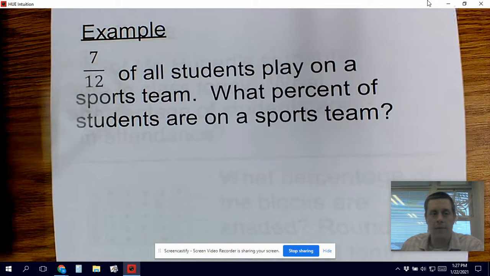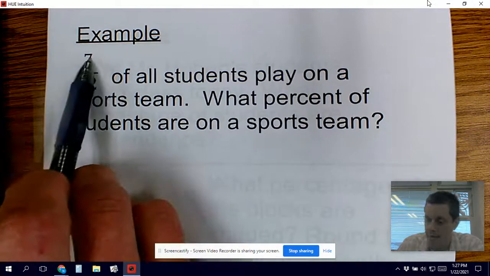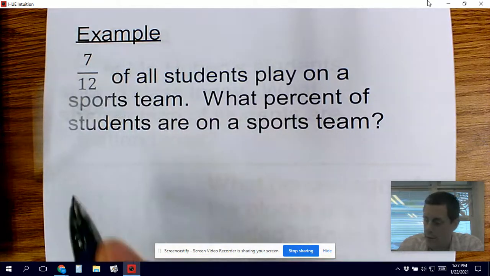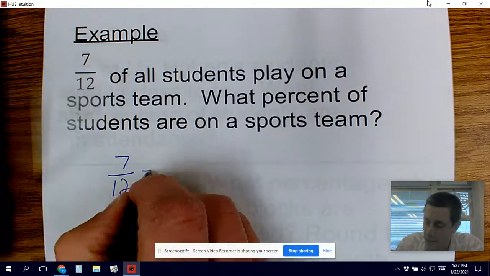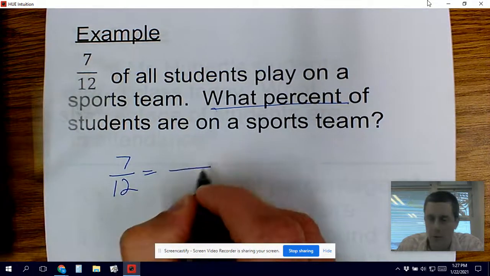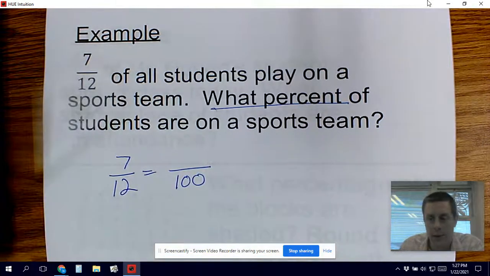All right, our next example says 7/12 of all students play on a sports team. What percent of students are on a sports team? So I know 7 students play sports out of every 12 students in the school. So I'm going to start with that ratio, 7 out of 12. I'm going to set that equal because I'm looking for the percentage. What percent? I'm going to set that equal to the percent ratio. All percentages are out of 100, so 100 will be on the bottom.